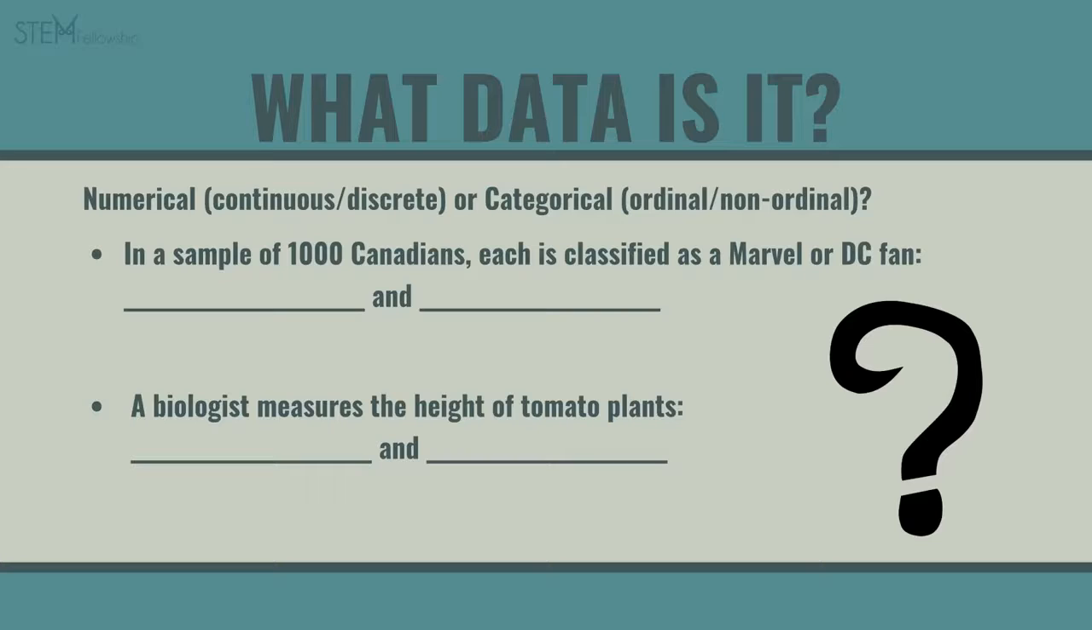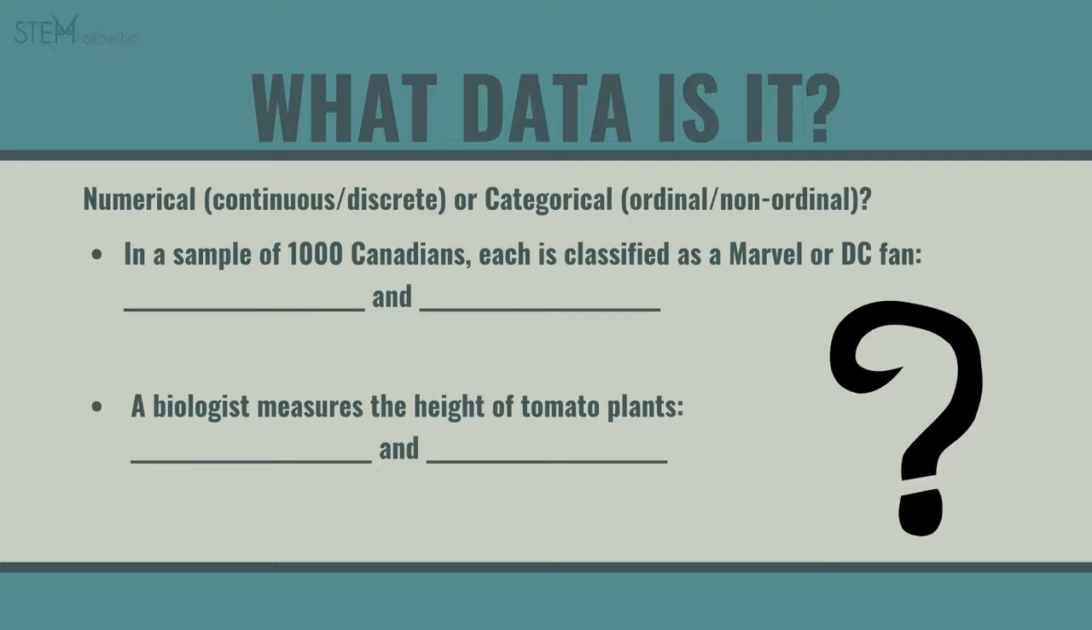To make sure that you have a solid grasp on this information, here's a quiz. In the first blank, you put either numerical or categorical, and in the second blank, you put the subcategory of whichever one you chose. Pause the video right now, give it a shot, and then unpause when you're ready to hear the answers.